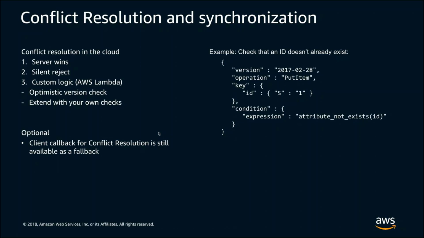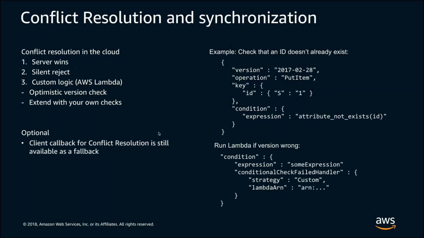And based on whether the attributes exist or not, you can specify a conflict resolution strategy on the request mapping template. So in this case, if I have attribute not exist, I can specify a custom strategy, and I'm specifying a Lambda function to invoke whenever the condition check failure occurs. I can change the strategy from custom to server wins or silent reject. And this allows me to have conflict resolution on the cloud.